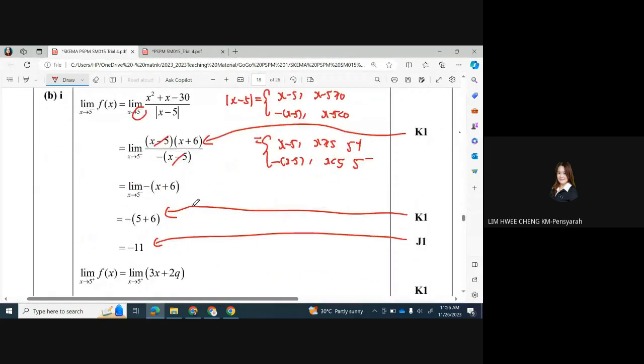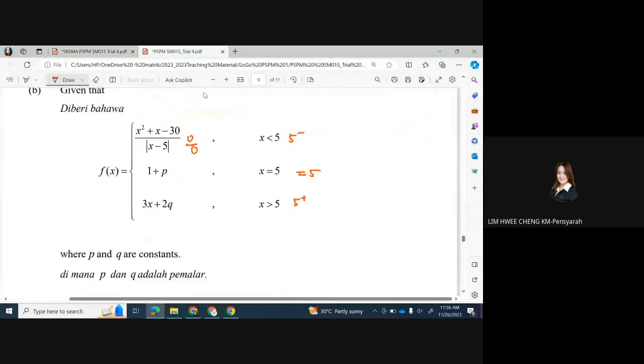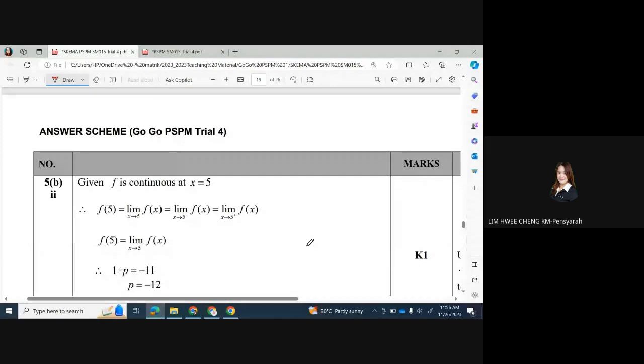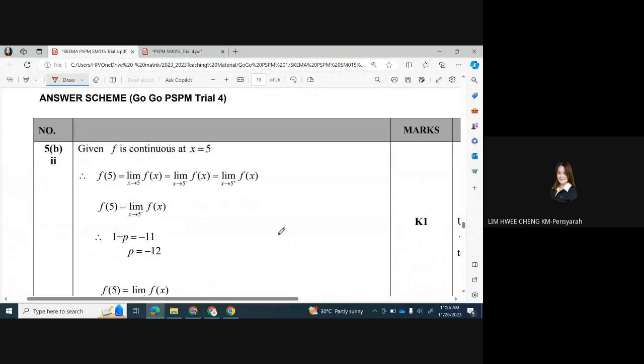Okay, left limit and the right limit. Okay, right limit pula kita tengok balik right limit. 5 positif adalah 3x plus 2q. So 3x plus 2q, so 3, 5 plus 2q, so 15 plus 2q. So ini adalah ini. Okay, given that the f is continuous. So kalau dia continuous, maksudnya dia ini semua mesti sama lah. So dia mesti sama dengan ini dan dia mesti sama dengan ini. Kesemua dia mesti sama. Okay, so maka saya akan bandingkan F5 dengan 5 kanan.